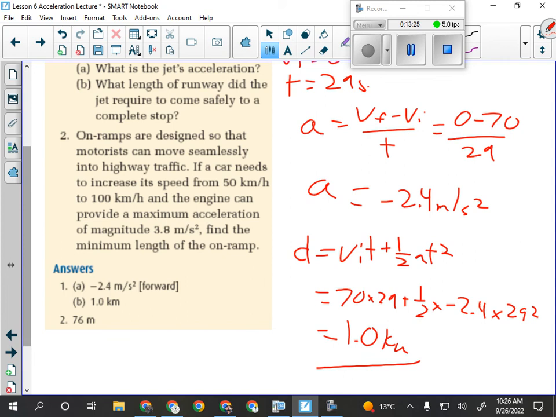Remember that on number 2, you're given something in kilometers per hour and something else in meters per second squared, so you have to convert those kilometers per hour. I'll give you a couple more minutes to get ahead of me on number 2 here.